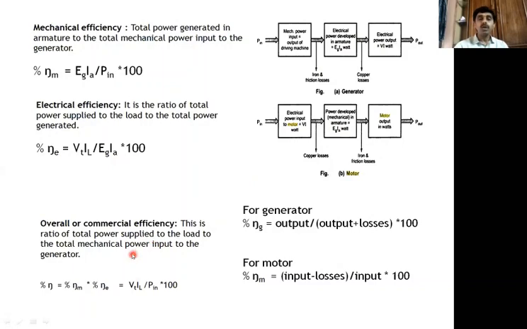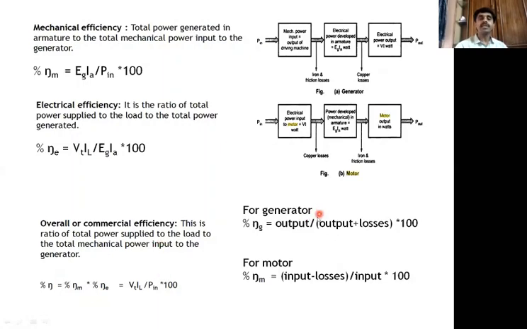Then overall commercial efficiency is given as the product of mechanical efficiency and electrical efficiency. So if you multiply these two, you will get Vt into IL by Pin into 100, where Vt into IL is the output of the generator and the input is the mechanical input, Pin. Therefore, this is the efficiency.